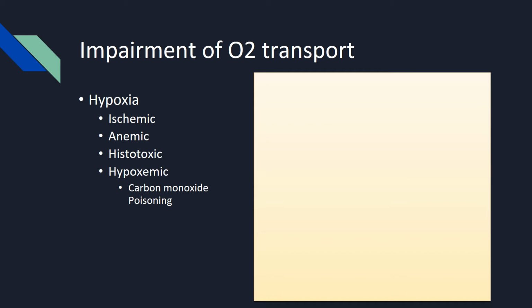Hypoxia type is not getting enough oxygen to the tissues, and there are three types. Ischemic, which is blood circulation impaired. Anemic, which is not enough red blood cells. Histotoxic, which is body cells can't use oxygen. Hypoxemic is the reduced arterial oxygen because you're breathing air without oxygen, which can be caused by carbon monoxide poisoning.